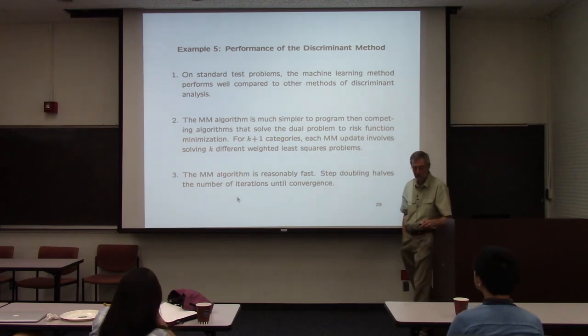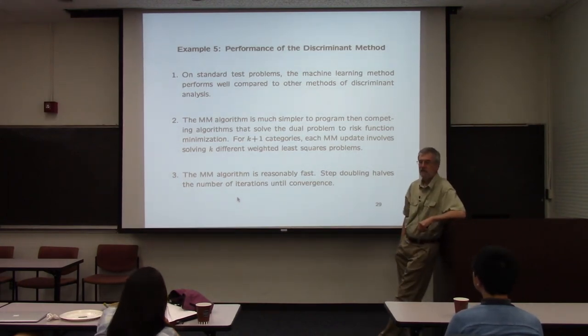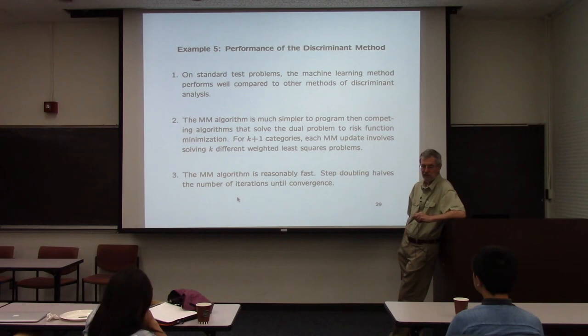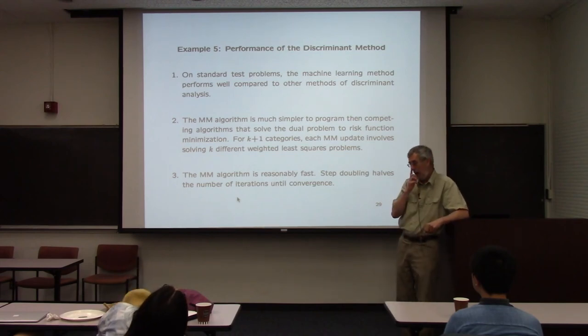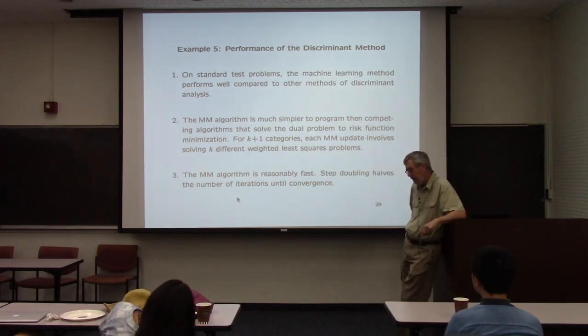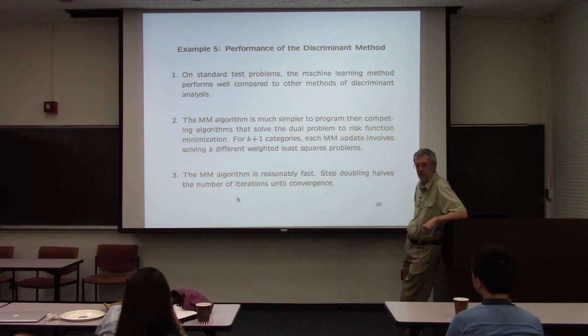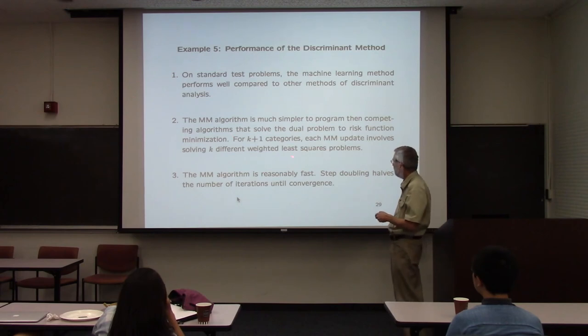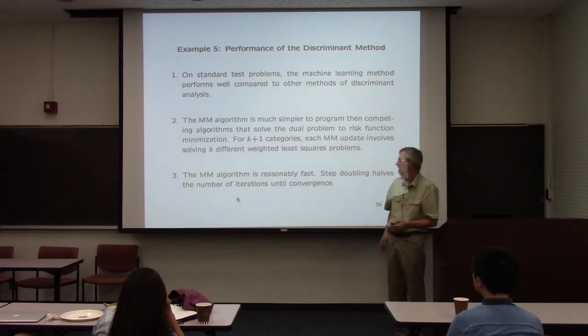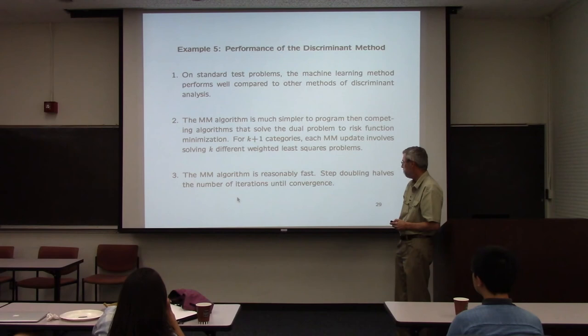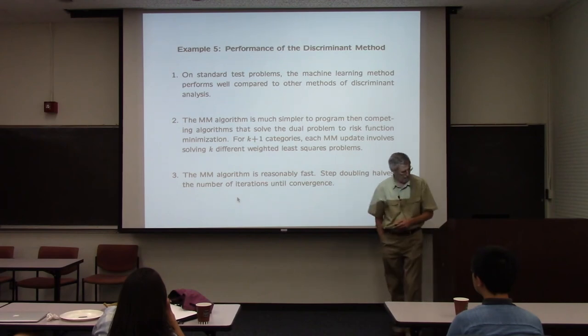So let's just look at some of the performance issues. On standard problems, this turns out to do actually quite well. If you follow through the details, which I don't have time to explain, every iteration of the MM algorithm, because of the parameter splitting, lets you solve k different weighted least squares problems instead of a much bigger problem. These are smaller problems, and they're much faster to solve than the original problem, which is very hard because of the peculiar nature of the objective. And this is reasonably fast.